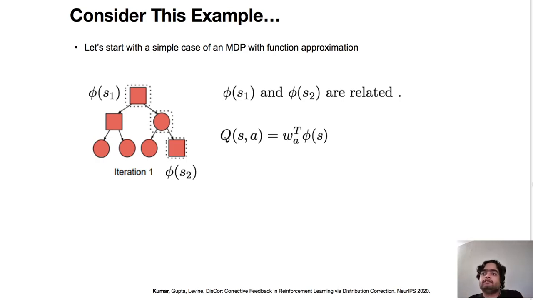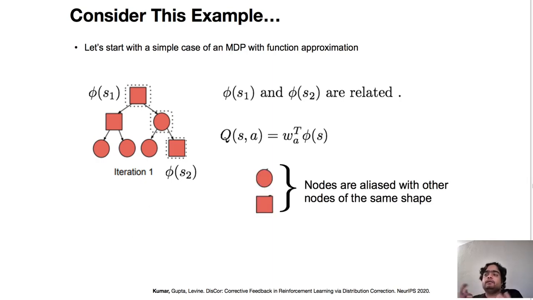So now it's very clear: if phi of S1 and phi of S2 are related, then the Q values are also related, because your Q values are computed using the same linear transformation, the same dot product with the same vector W on top of these features. So Q(s, a) values are also related at these two states, which means that if you update the Q function at S1, it will also change the Q values at S2, because phi of S1 and phi of S2 are related.